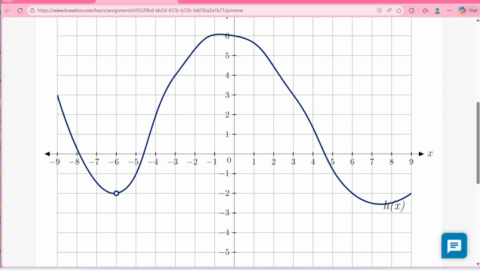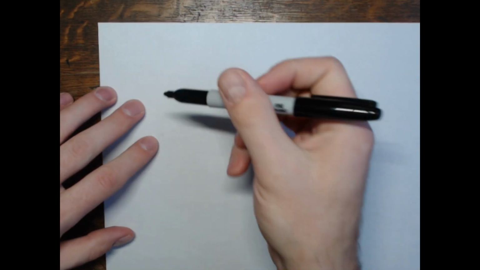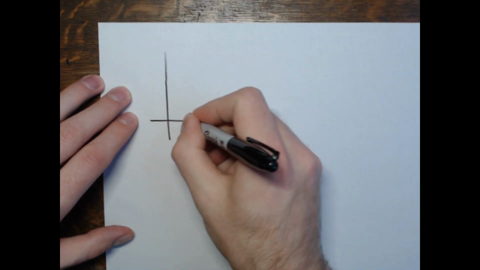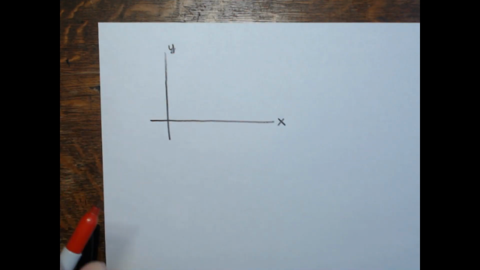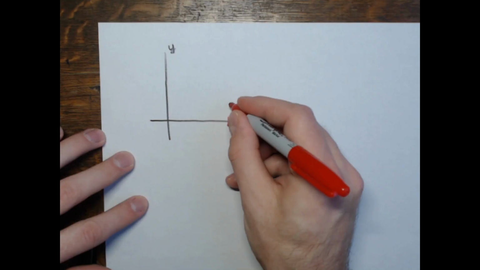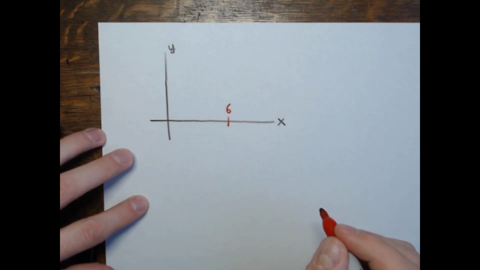So it looks like here's what's happening. Right? So you've got your XY plane. We're seeing what happens as x approaches 6. So here's 6 on the x-axis.